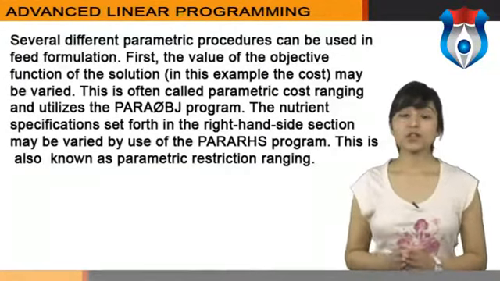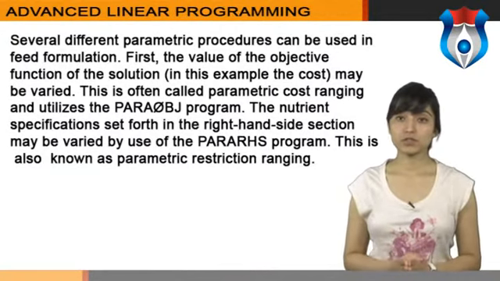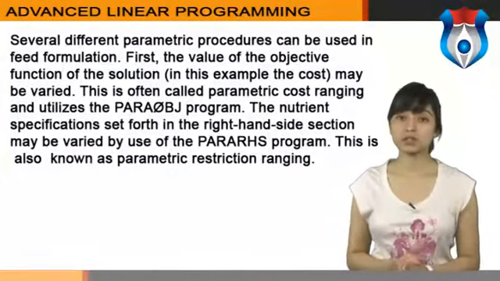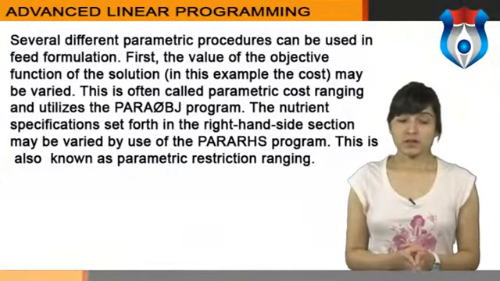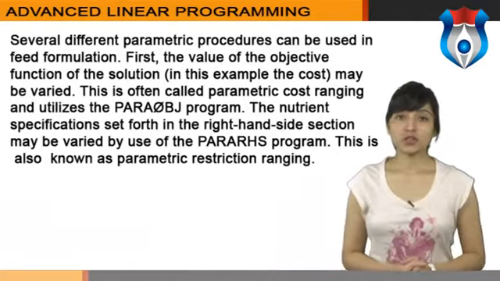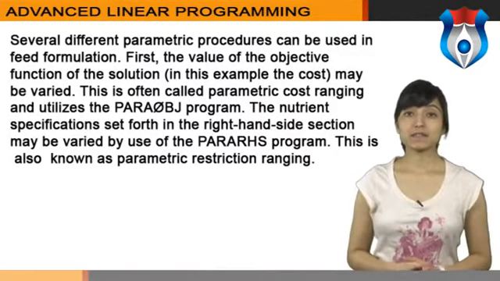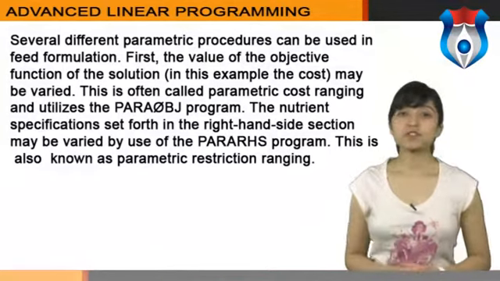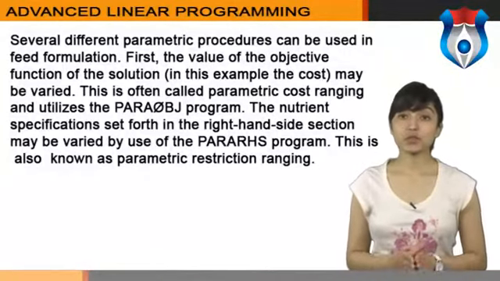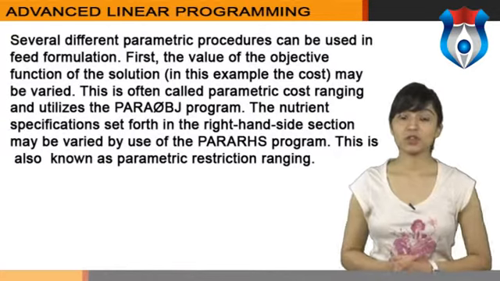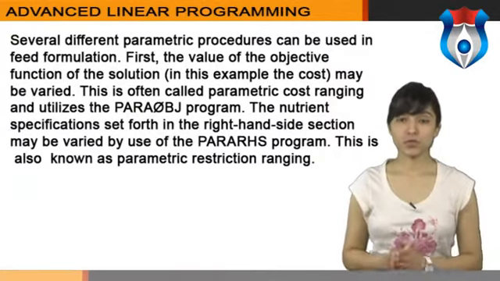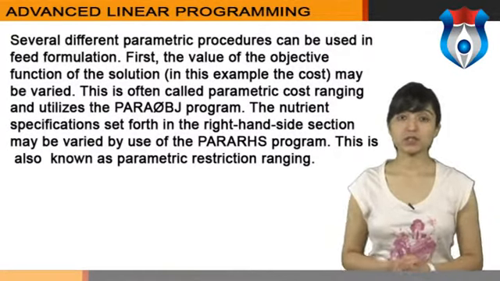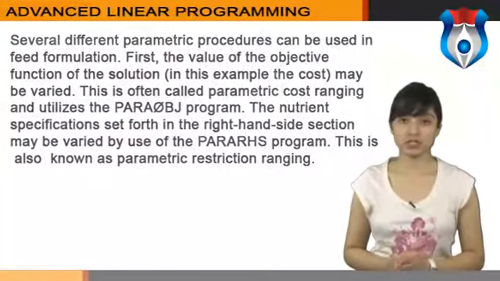First, the value of the objective function of the solution. In this example, the cost may be varied. This is often called parametric cost ranging and utilizes the para-OBJ program. The nutrient specifications set forth in the right-hand side section may be varied by the use of the para-RHS program. This is also known as parametric restriction ranging.